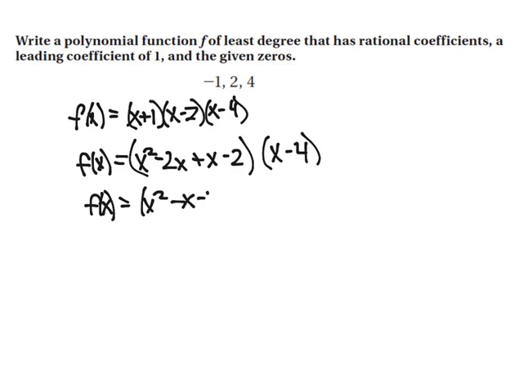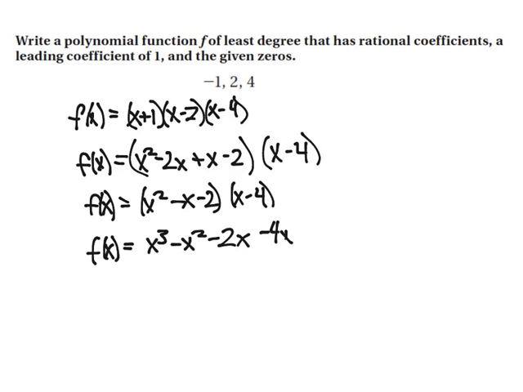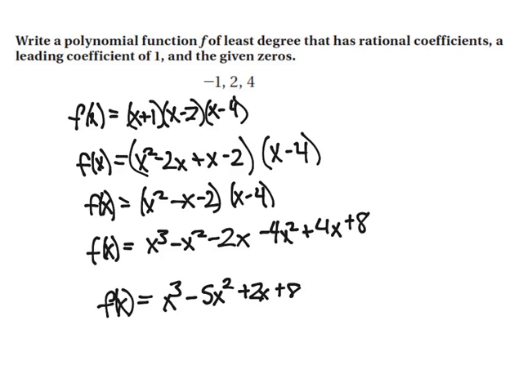Reduce that. X squared minus x minus 2. And then FOIL it again. X cubed minus x squared minus 2x minus 4x squared plus 4x plus 8. And then add up our like terms and we're done. X cubed minus 5x squared plus 2x plus 8.